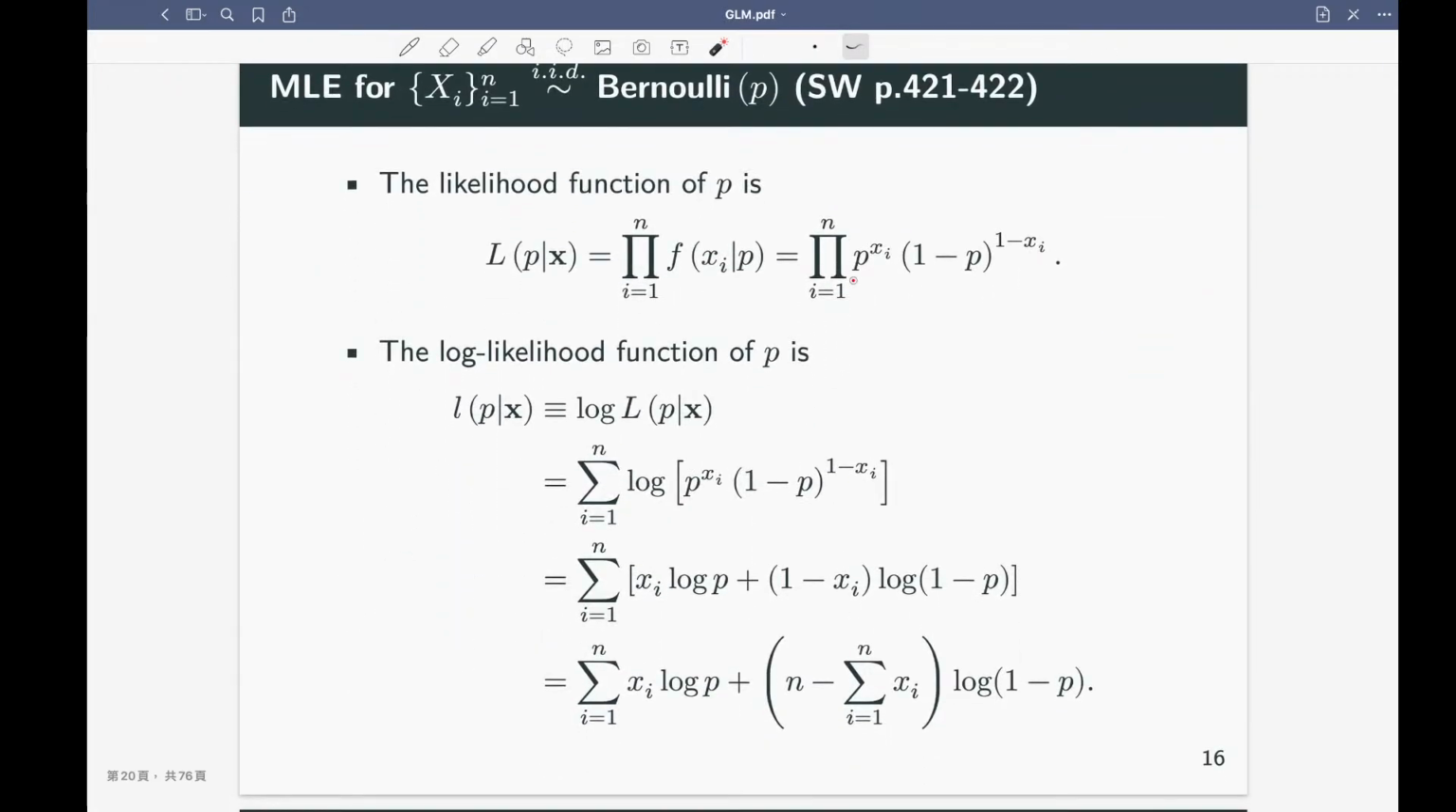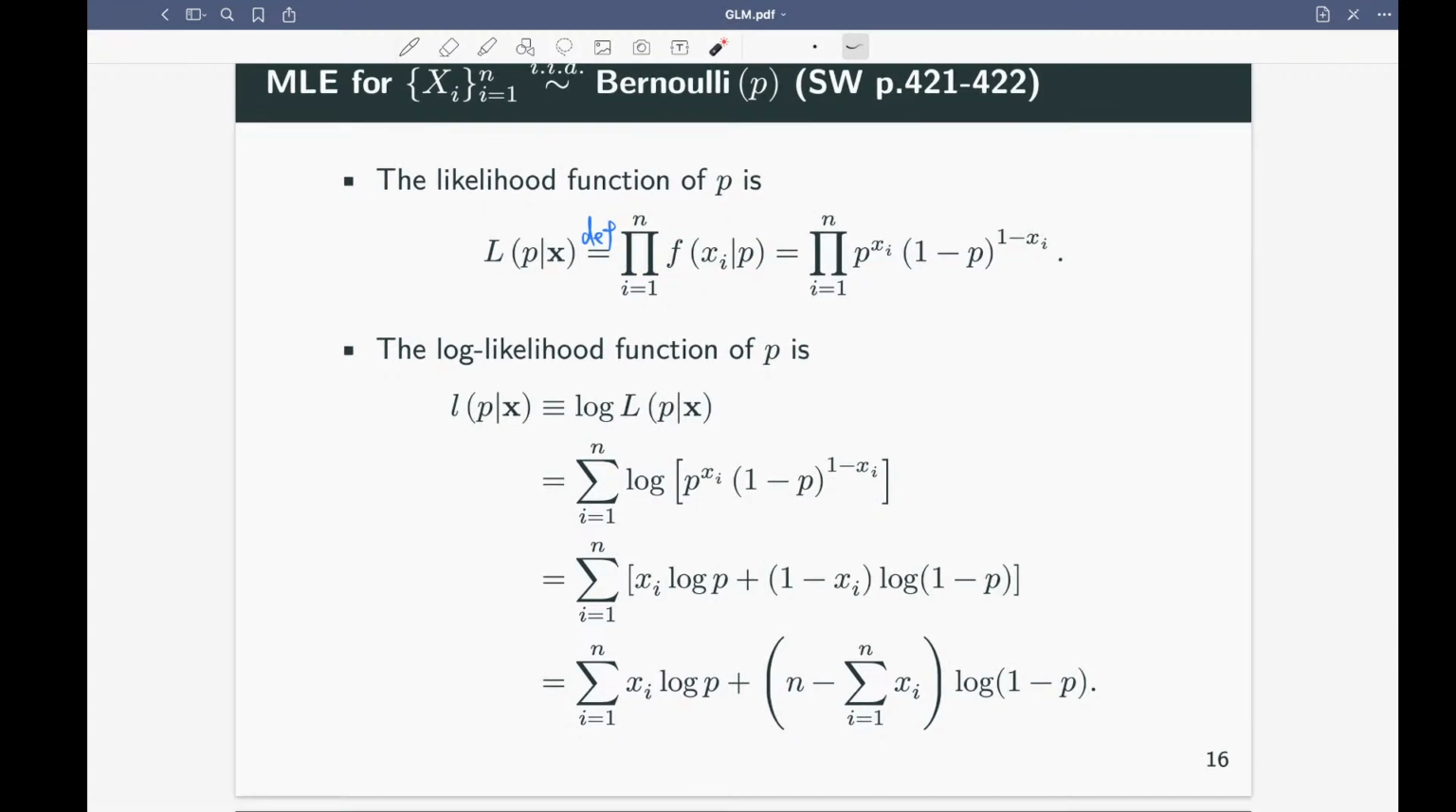Okay, so at first, we want to calculate the likelihood function here. So at first, we should write down the definition. This is a definition. We have a product of the probability distribution, and plug in the probability distribution. We have p to the power xi, times 1 minus p to the power 1 minus xi. And we take a log. We have a log likelihood function.